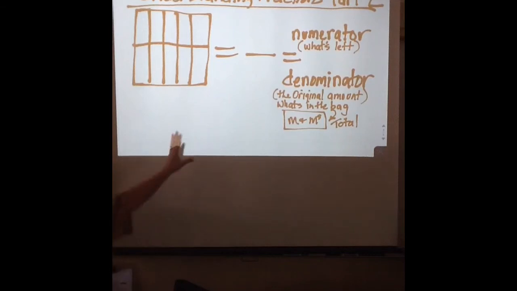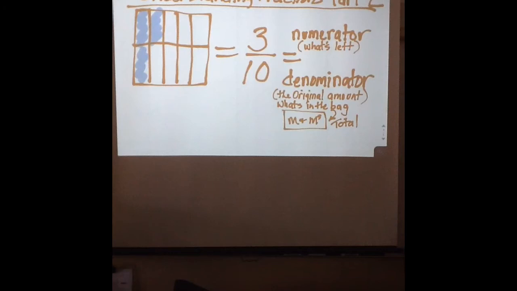Okay? What do we need to say? How many pieces is this cut up into? 10. 10 goes on the bottom. Okay, I'm going to go ahead and color in. Okay, I shaded it in. How many pieces are shaded? 3. So 3 goes on the top. What do we have?